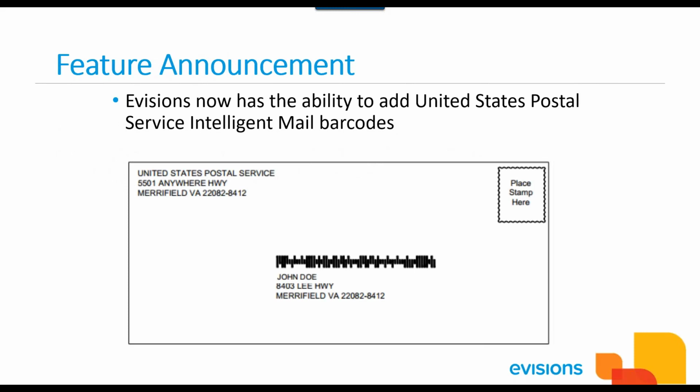Also, eVisions now has the ability to add the United States Postal Service IntelleCheck mail barcodes to the mail portion of checks and direct deposit devices. These barcodes allow you to take advantage of mailing discounts provided to USPS customers. For additional information, please refer to our IntelleCheck 3.5.3 release guide. Please submit a help desk case if you would like eVisions to add intelligent mail barcodes to your payment layouts.